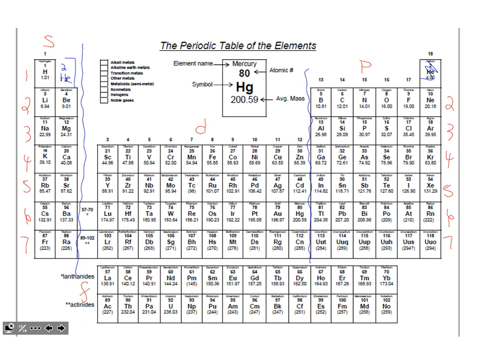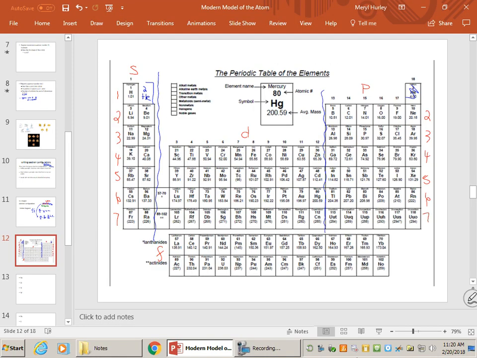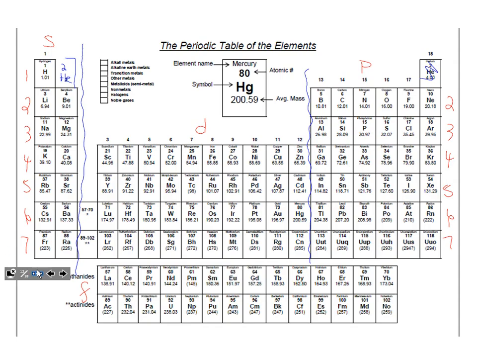So the S-filling sublevels have 1 orbital and 2 electrons. We will represent each of those. So in the S-filling sublevel here, 1, 2 electrons. 1, 2, 1, 2. S sublevels have a maximum of 2 electrons because there's only 1 orbital.